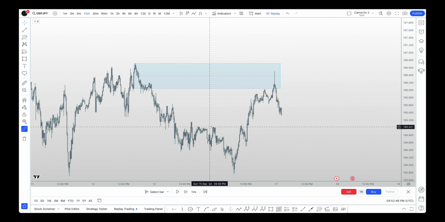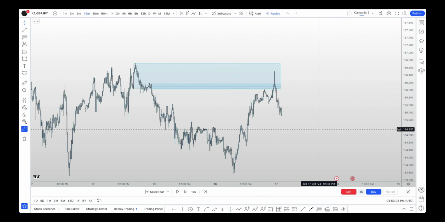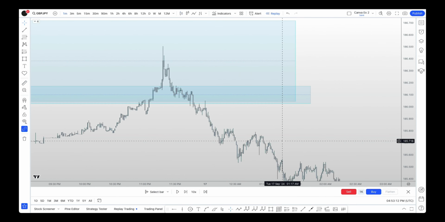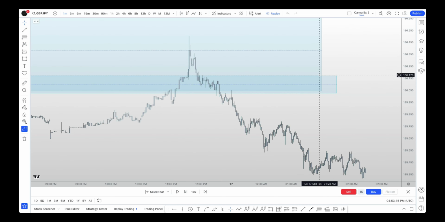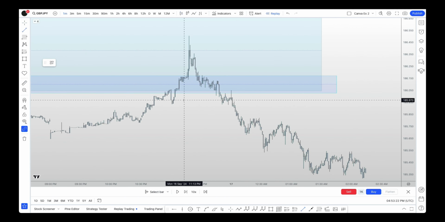Okay, so now that we're on the 15-minute, I will refine this order block to something a little bit smaller. So I would say this actually would be an even better order block. Okay, so I refined it to the 15-minute, and I'm going to drop down to the 1-minute and see where I could have entered with a market structure shift. So price swept some liquidity, came down, finally back through this order block, and the market structure shift that I was looking for was right here.